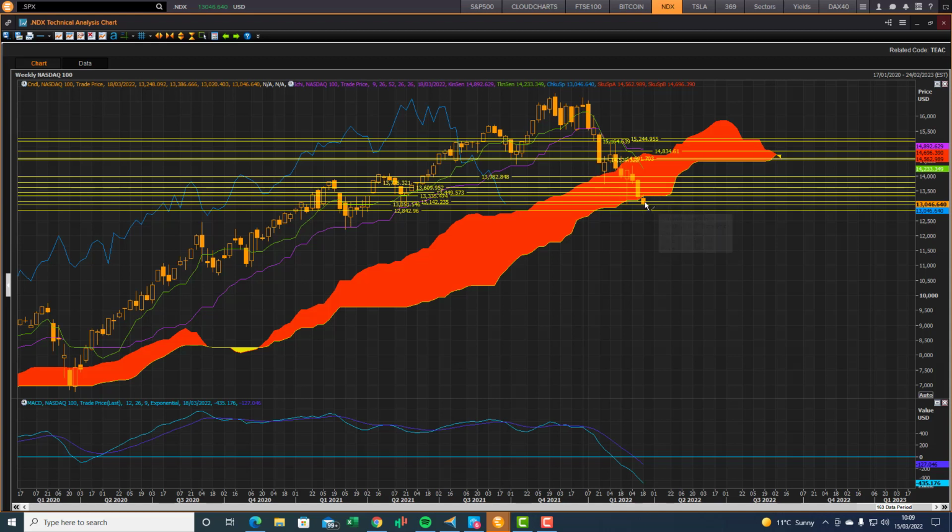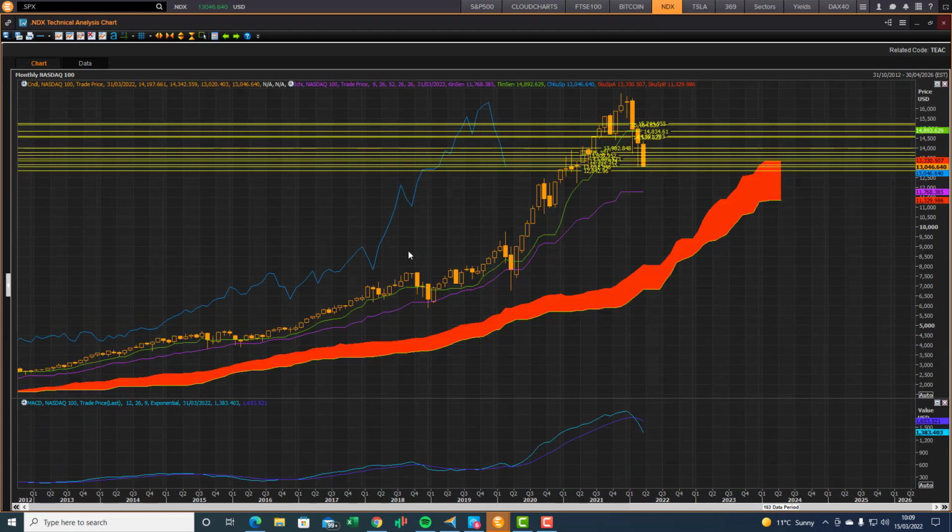And if we don't get a rebound back above the bottom end of the cloud here, it's now a double confirmed bear market on a weekly Ichimoku cloud with downside risk. And if we want to look at how far this correction can go, we look at the monthly cloud, where we can see how extended the market's been for a while.